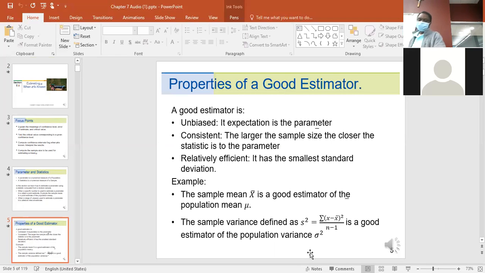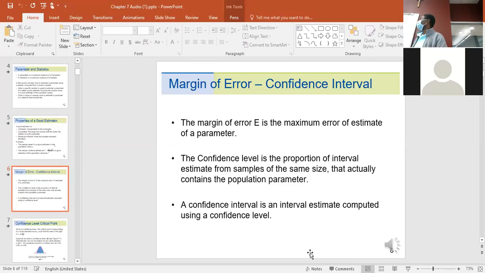So these are just some introduction before we get into the mathematics. Some of these things, I say it just for completion. The margin of error, as I told you, is the maximum error of estimate. Suppose somebody wants to tell you the proportion of students who like wearing masks, so that you take your decision whether you should go to that school or not.